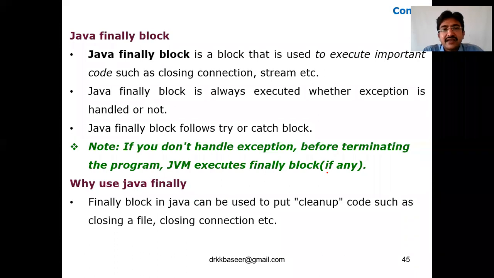And coming to the finally block. The finally keyword we already discussed in the last class, but now we discuss it with examples. The Java finally block is a block which is executed for important code such as closing a connection or stream. Whether an exception occurs or does not occur, this finally block will be executed.